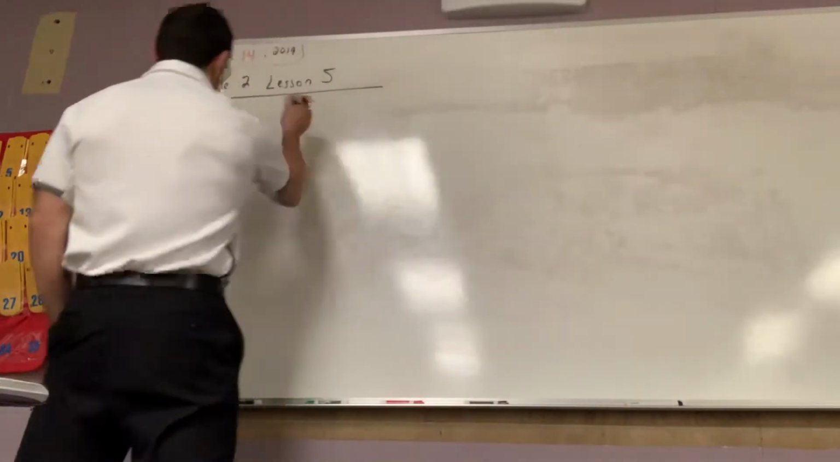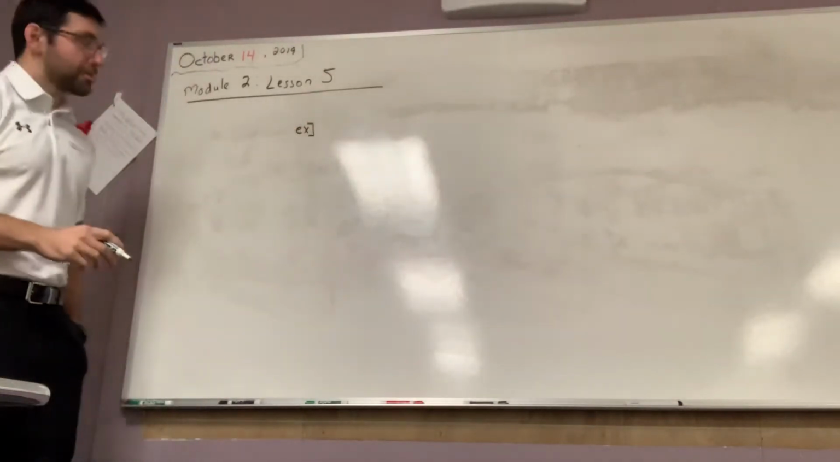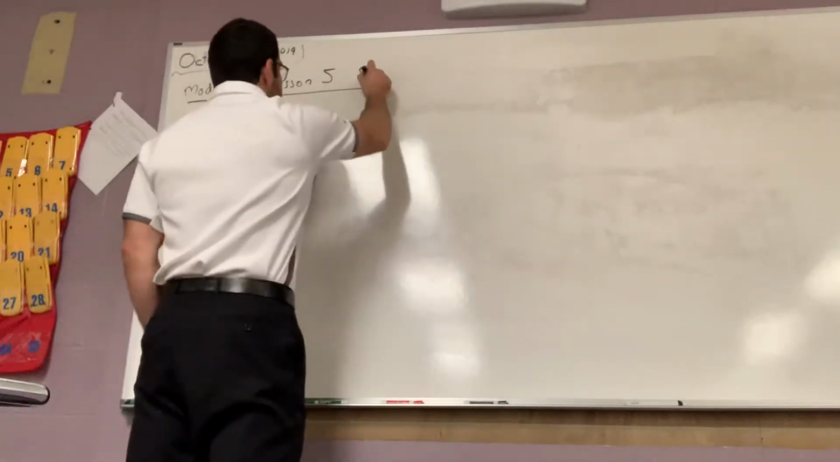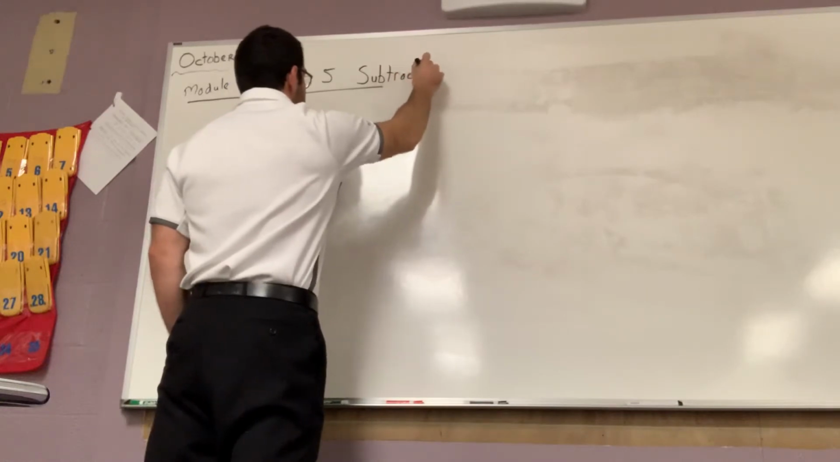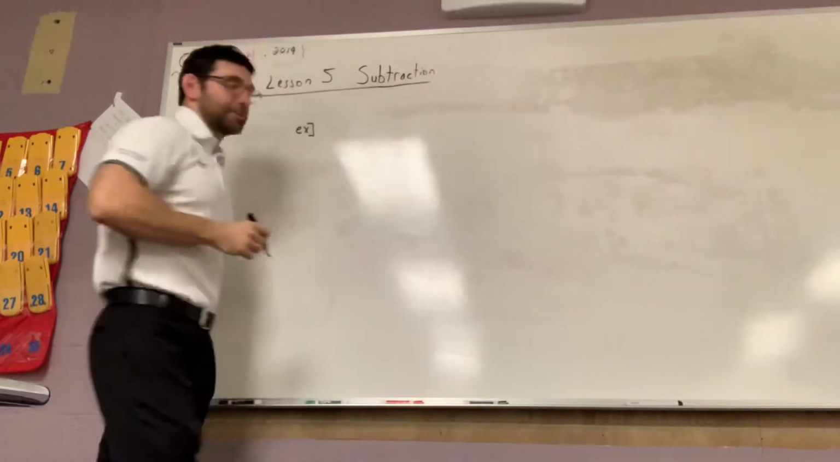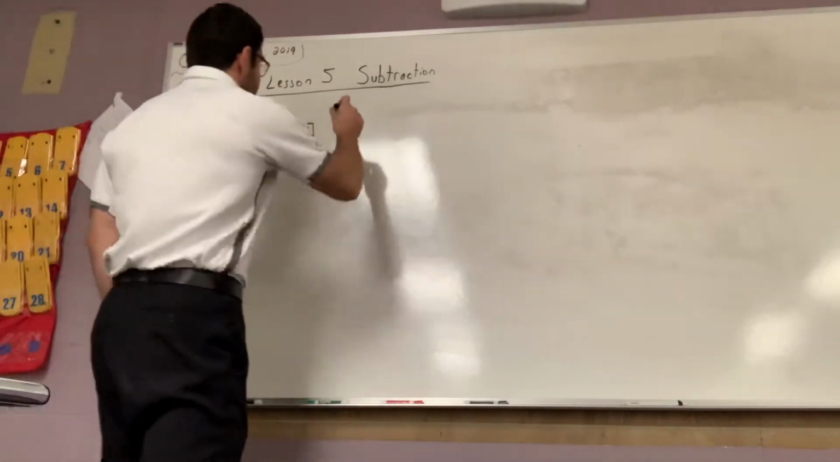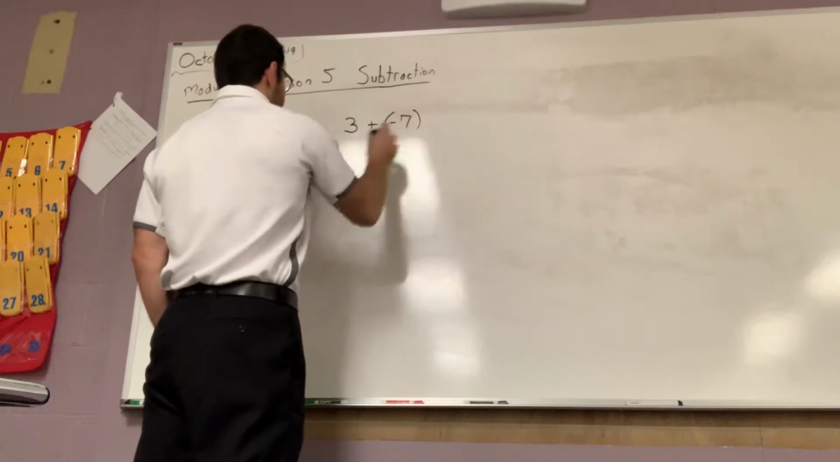A couple examples first to start, and then I'm going to start talking about the actual, I guess I should name the title, I'm sorry. There it is. Subtraction. Okay. You have already seen something like 3 plus a negative 7.